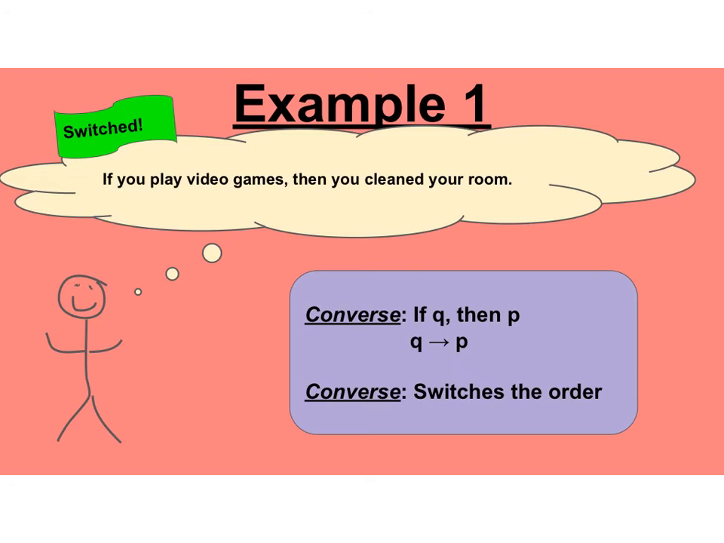So this switching around is called the converse. And notice what happened with the Q and P. It becomes if Q, then P. Q, then P. So it switches the order. And here it says, if you play video games, then you cleaned your room.